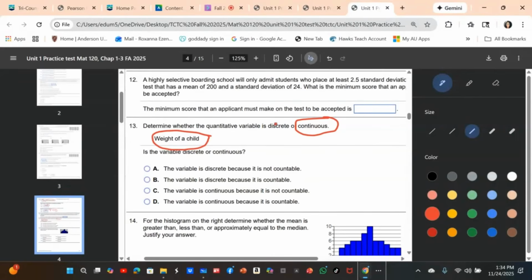The question is, if I measure the weight of a child, can I have 60.5 or maybe 30.7? Yes, I can. The weight of a child can contain decimals, so it's not countable. Therefore, it's continuous. It's a very simple question, but people forget.